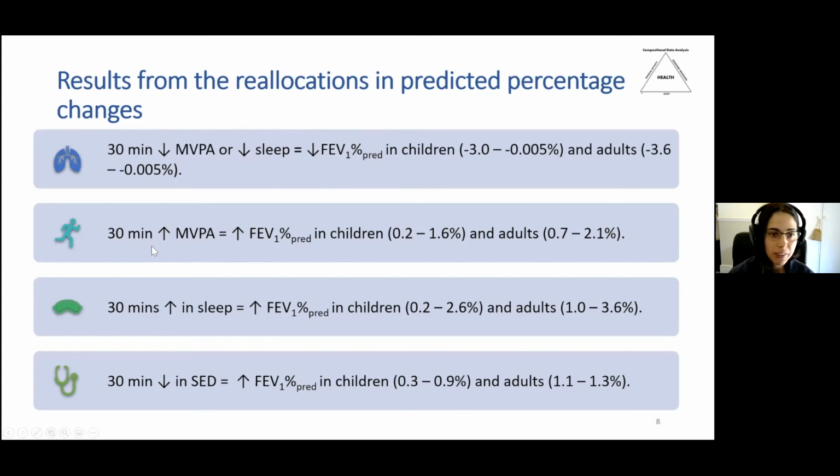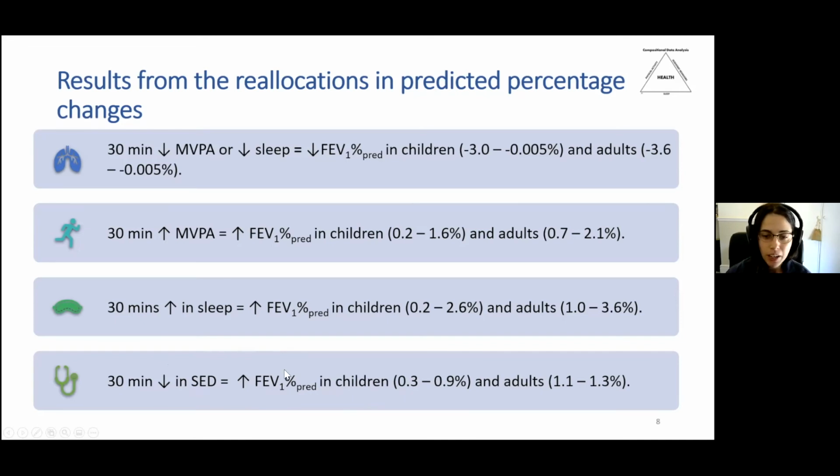Similarly, when we increased 30 minutes of MVPA, we had an increase in predicted percentage changes. And I just want to highlight that this increase in the predicted percentage change in FEV1 only occurred when you're displacing this time from LPA and sedentary. If you displace the time from sleep, you would have the opposite change on FEV1. Sleep was the only behavior that increased FEV1 regardless: if you increase sleep, it doesn't matter which behavior you're displacing from, you will have increasing FEV1. It really demonstrates the importance of having good sleep habits. We also had that any change in sedentary would cause an increase in FEV1 from any behavior apart from sleep.